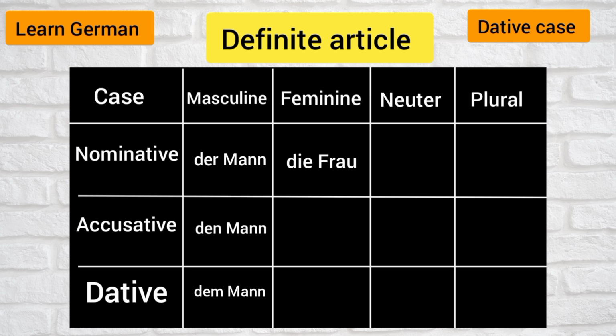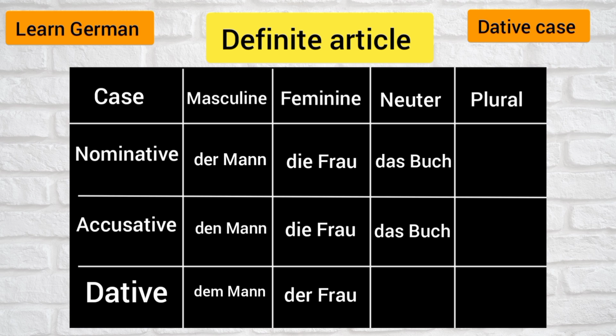Feminine noun die Frau remains the same in accusative case, but it becomes der Frau in dative case. Neutral noun das Buch remains the same in accusative case, but it becomes dem Buch in dative case. Plural noun die Bücher remains the same in accusative case, but it becomes den Büchern in dative case.